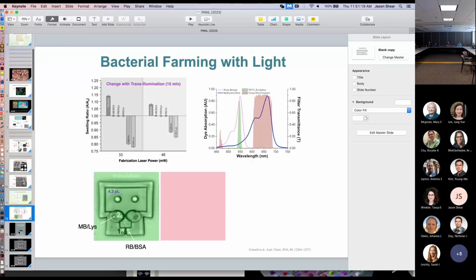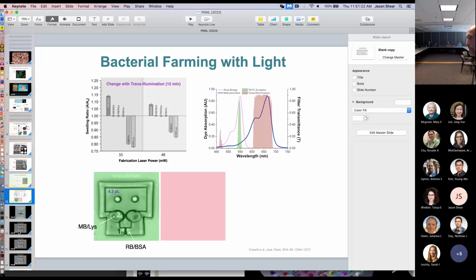Okay, and this one I'm going to skip over, other than to tell you that we've used the attributes of these materials, how they change their volume when exposed to different colors of light and different types of protein, to be able to introduce cells into a chamber, cause a swelling of one type of protein material so that the chamber closes off, trapping the cells inside. We can then grow the cells.